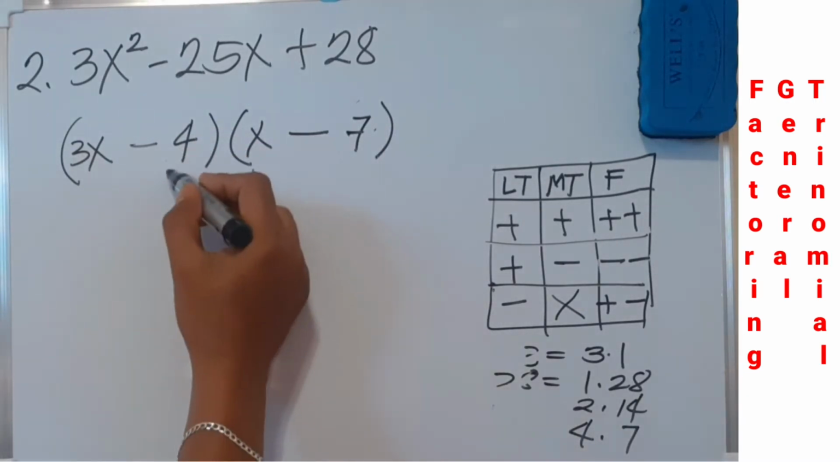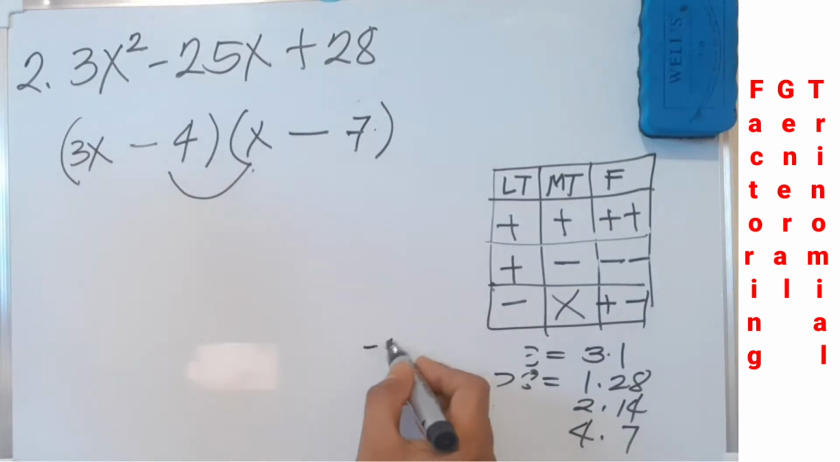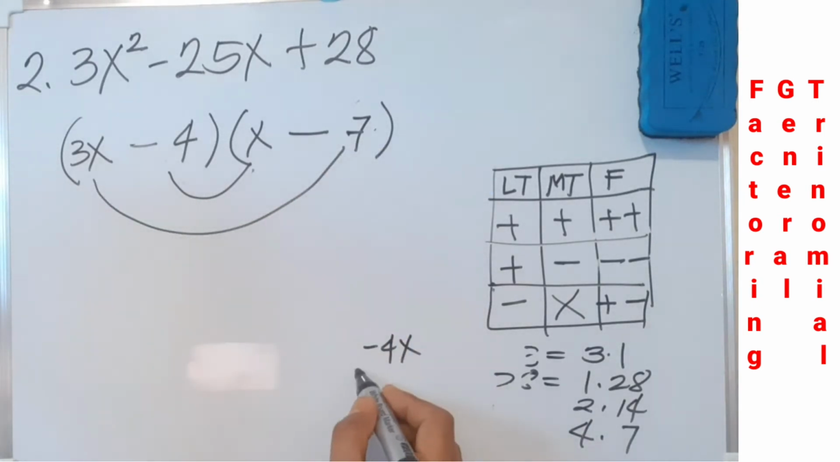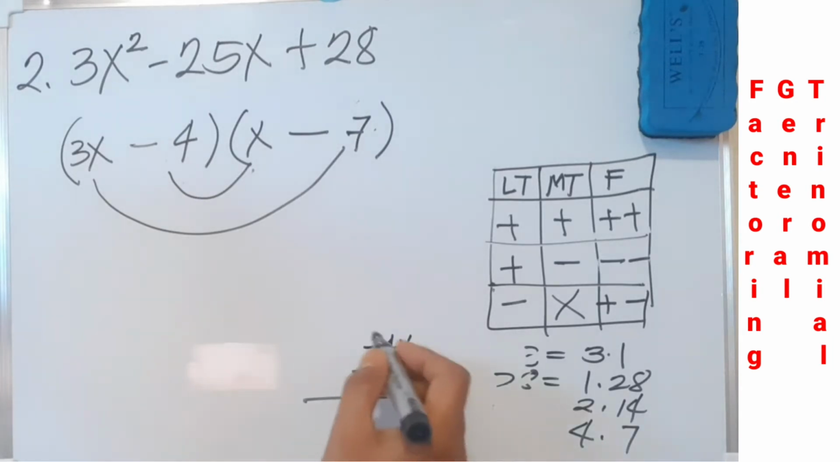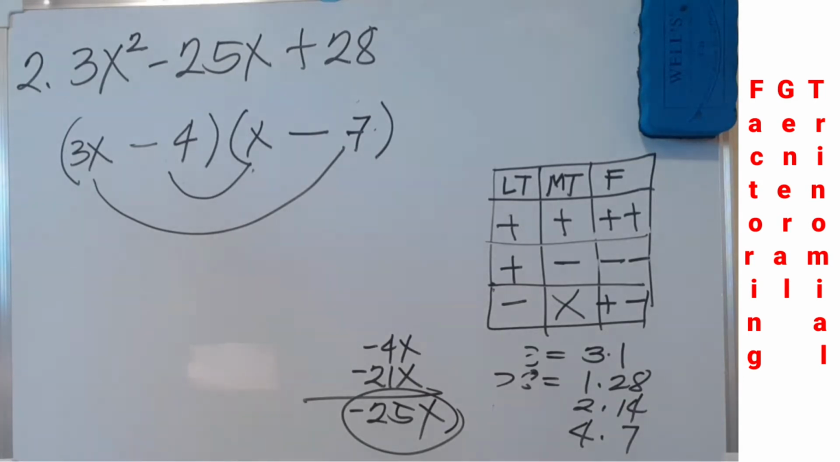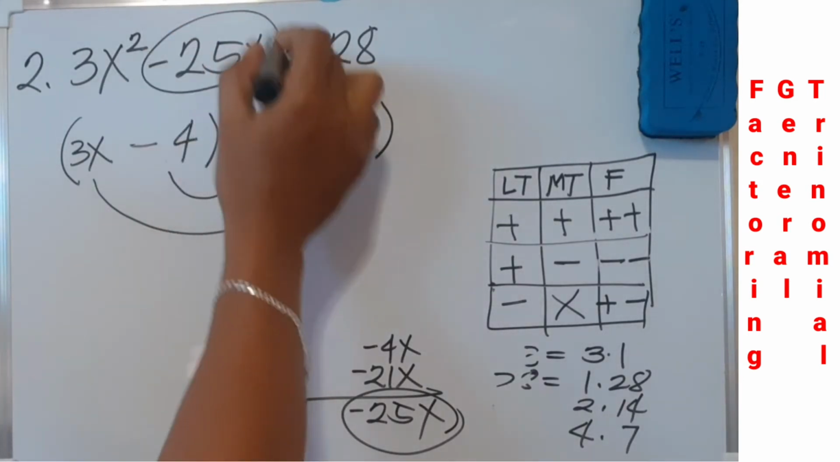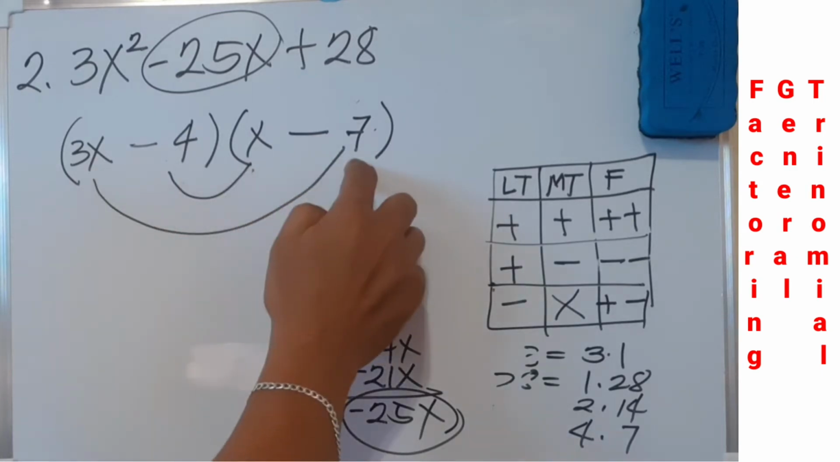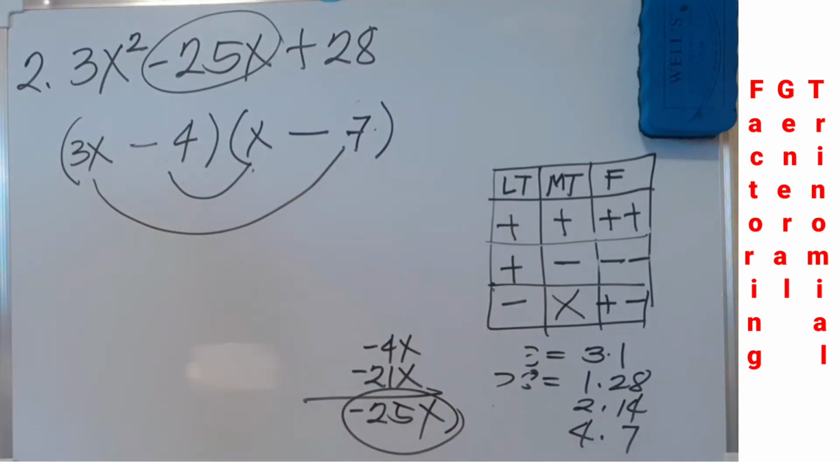Then do the same. Negative 4 times x is negative 4x. 3x times negative 7 is negative 21x. They are both signs of negative, so if they will be added, negative 25x. And our negative 25x is now the same with our middle term. Meaning, these two combinations are already correct.